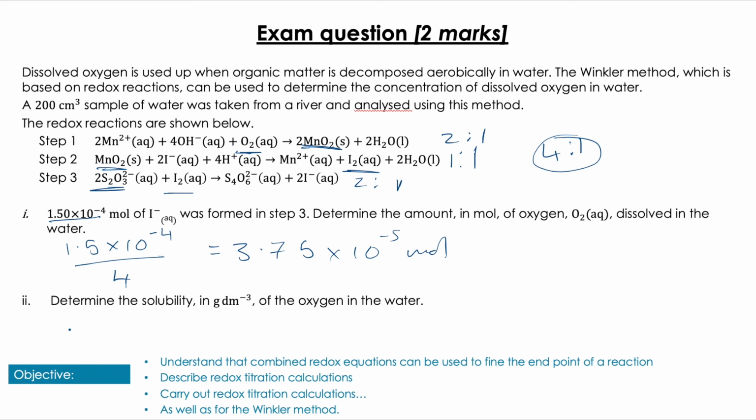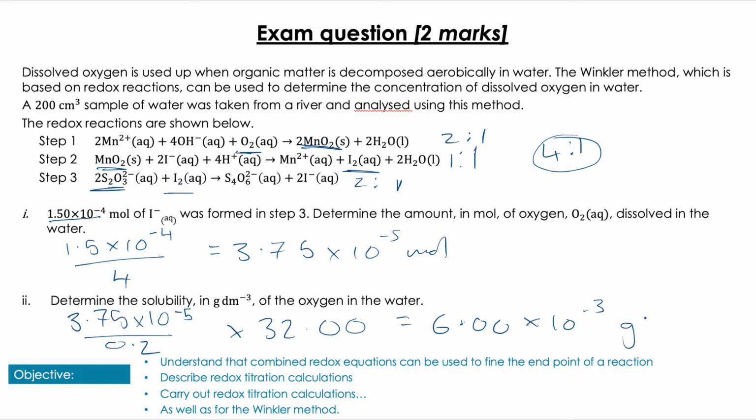And to determine the solubility, all we're going to do is turn that into grams per decimeter. Remember, we're just going to multiply it by the molecular mass of oxygen and divide it by the volume given to us in the sample, which gives us 6.00 times 10 to the minus 3.